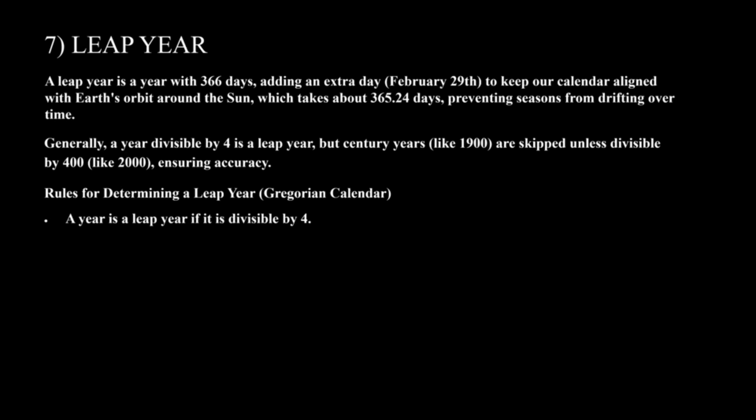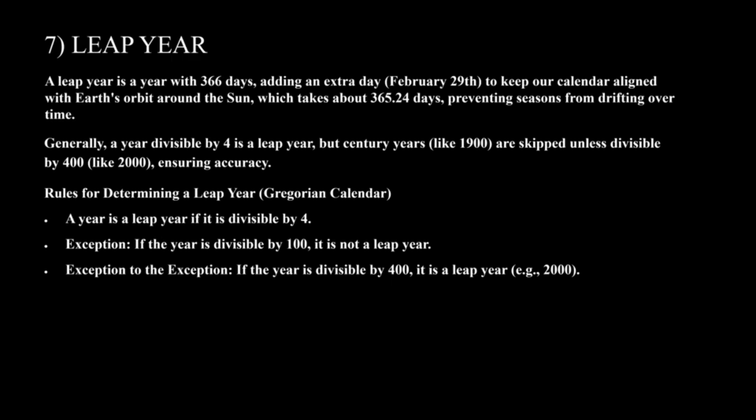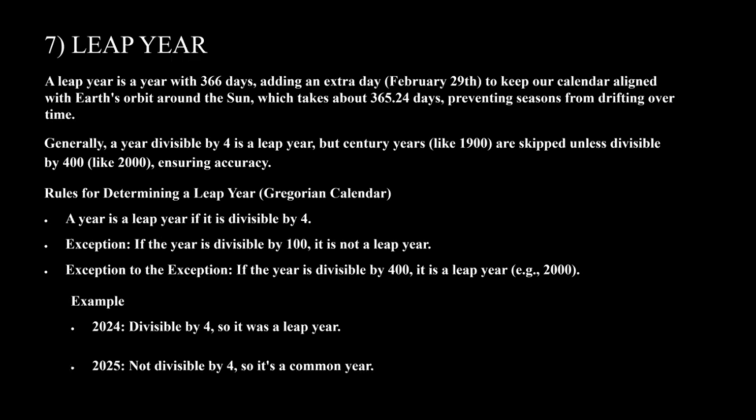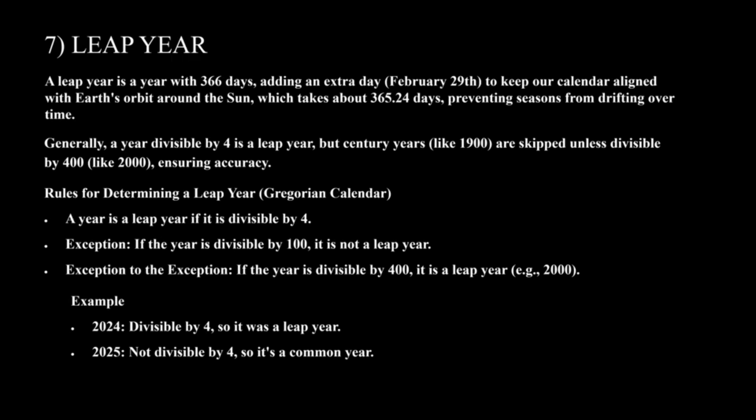So how can we calculate this leap year? That's a simple technique. A year is a leap year if it is divisible by 4. Some exceptions are there, like if the year is divisible by 100, it is not a leap year. Some examples are given below, like 2024 is divisible by 4, so it was a leap year. 2025 is not divisible by 4, so it's a common year. I hope you got this. Leap year means an extra one day. That is February 29.